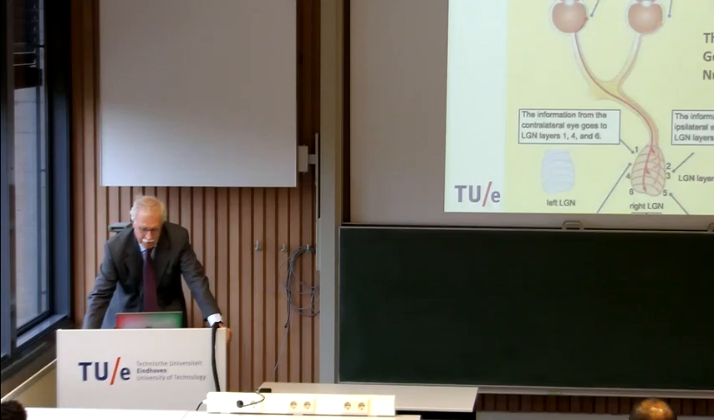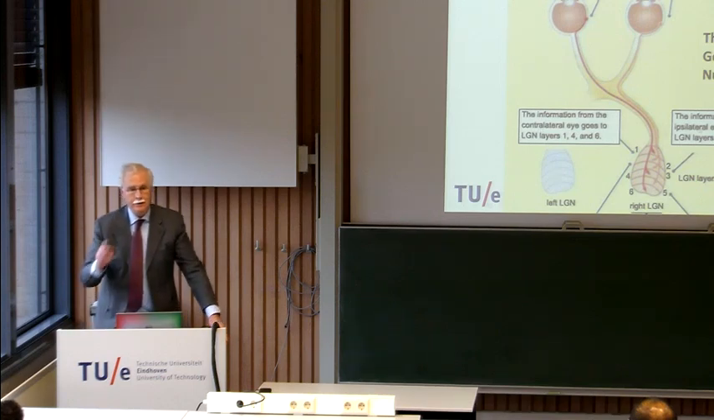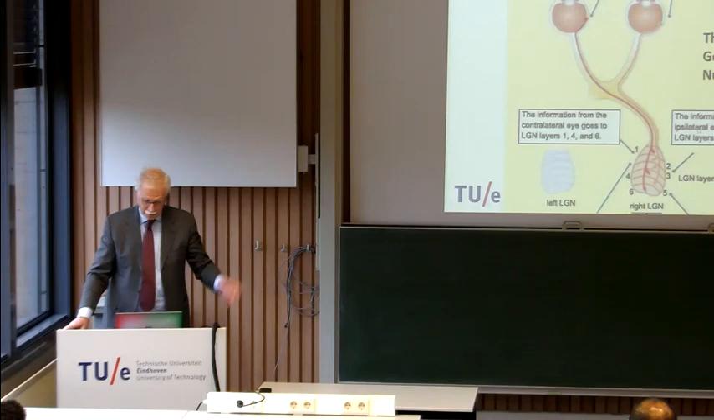Well, here it goes to the layers in the LGN, the 6 layers. You call them contralateral and ipsilateral. That's clear. Ipsilateral is on the same side and contralateral is on the other side.